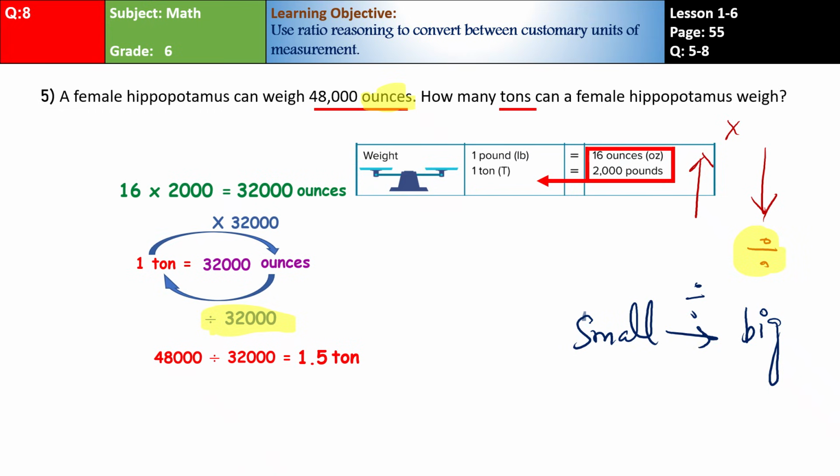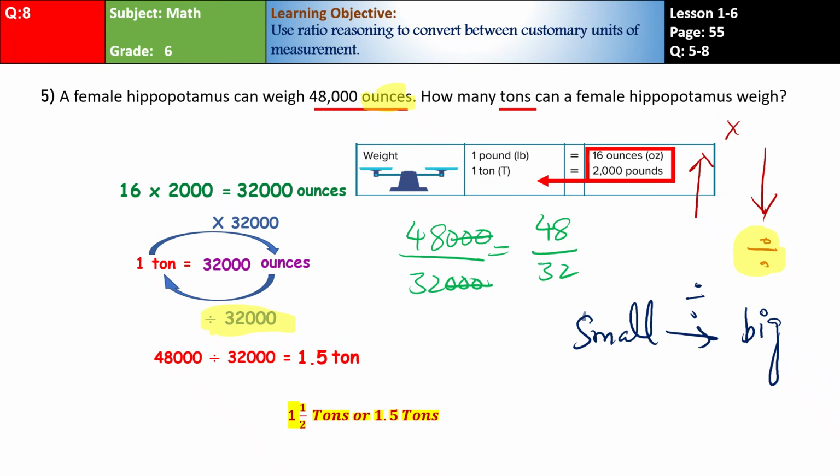If you need my help in dividing, what you can do is, it is 48,000 over 32,000. So you will cancel these 3 zeros with these 3 zeros. You have 48 over 32. Now you can just simplify them. As we know, 16 times 2 is 32 and 16 times 3 is 48. Otherwise, you can do long division or any calculation which will lead you to the same answer. 3 over 2 is the same as 1.5 or 1 whole 1 over 2 tons.